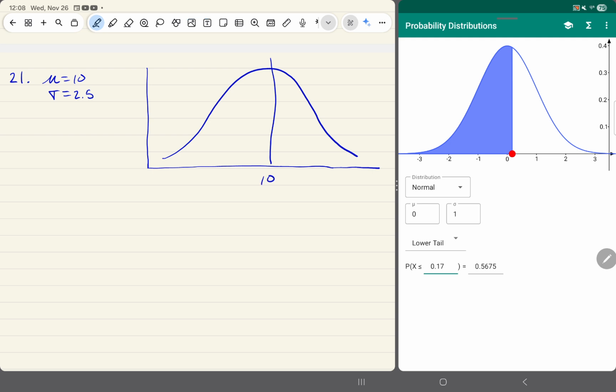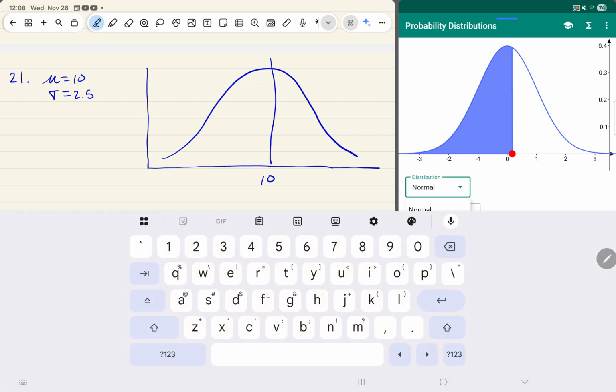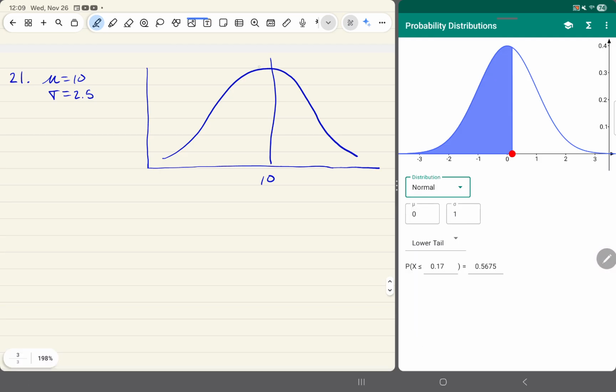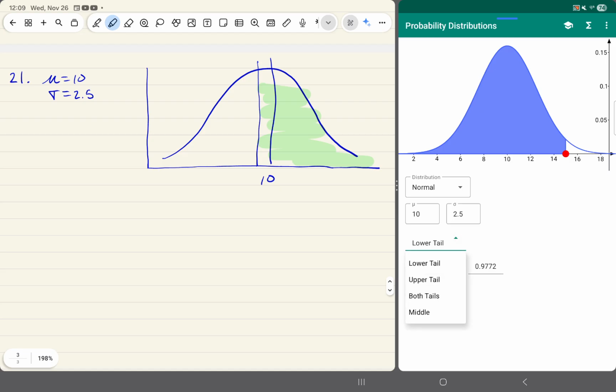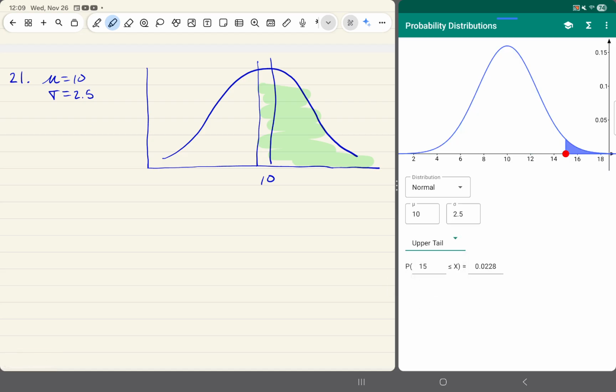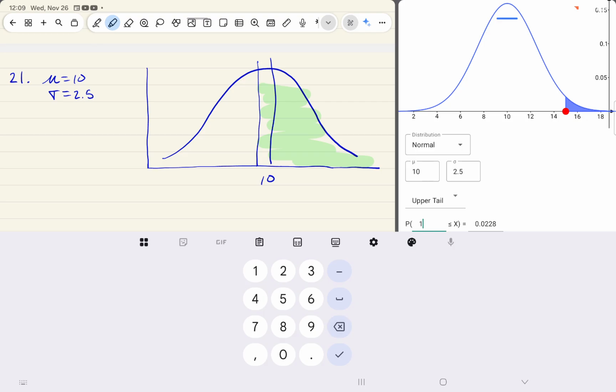So we want to know more than 9 hours a day. So I'll put in, the mean is 10 hours a day. So we are interested in this area over here. We are interested in this area over here. So to do that, we'll go back to our calculator and I will enter that 10 hours a day. And I will enter that standard deviation of 2.5. And I will make sure that I'm looking at the upper tail because we want it to resemble this here. And we'll change this to a 9.